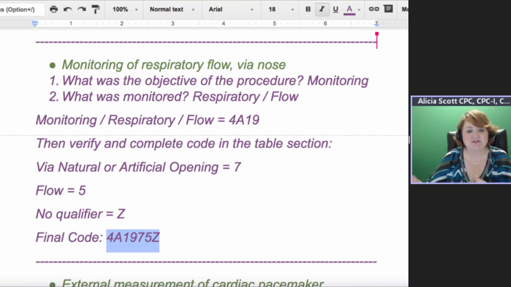So that would be a 7, the flow is a 5, and the qualifier is a Z. So if they're monitoring the respiratory flow, it's going to be 4A19 75 Z.